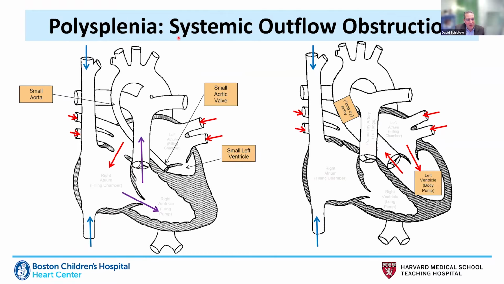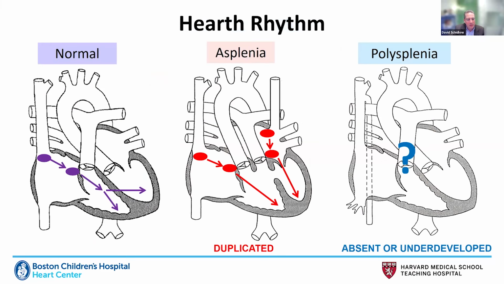And also I mentioned that sometimes there's systemic outflow obstruction or underdevelopment of the pathway to blood flow to the body. So here we can see that the left side of the heart is small, with a small passageway out to the body, a small aorta.